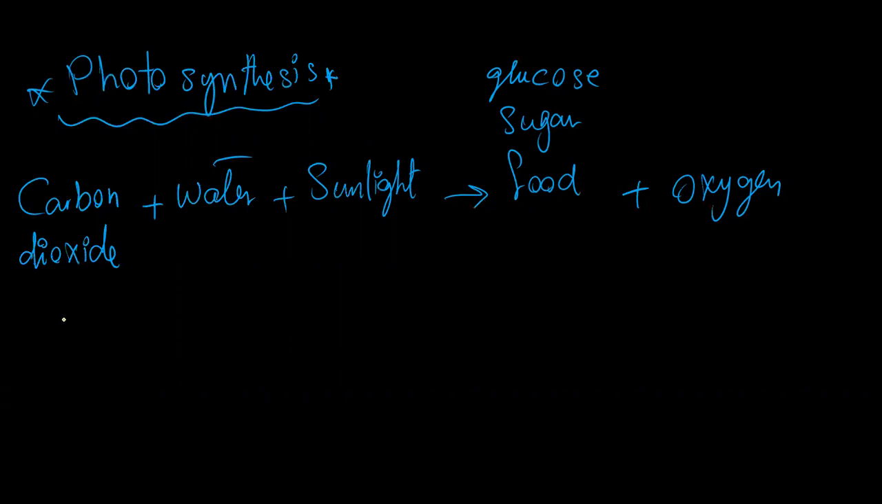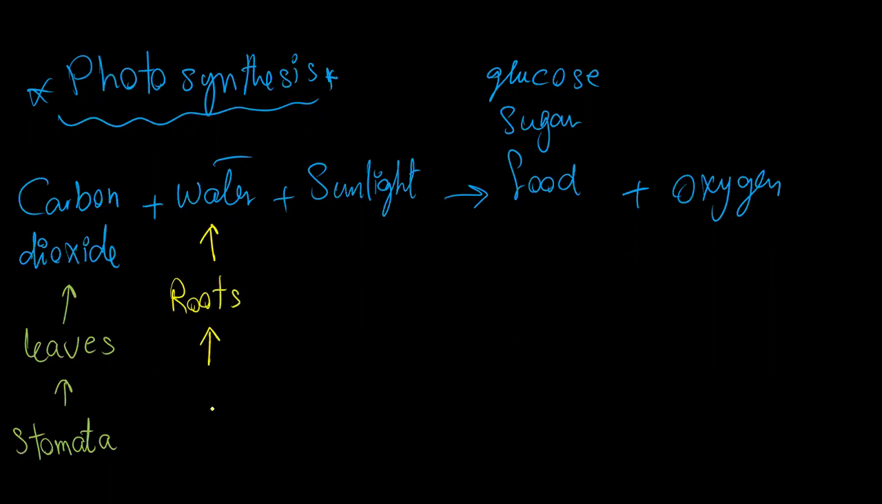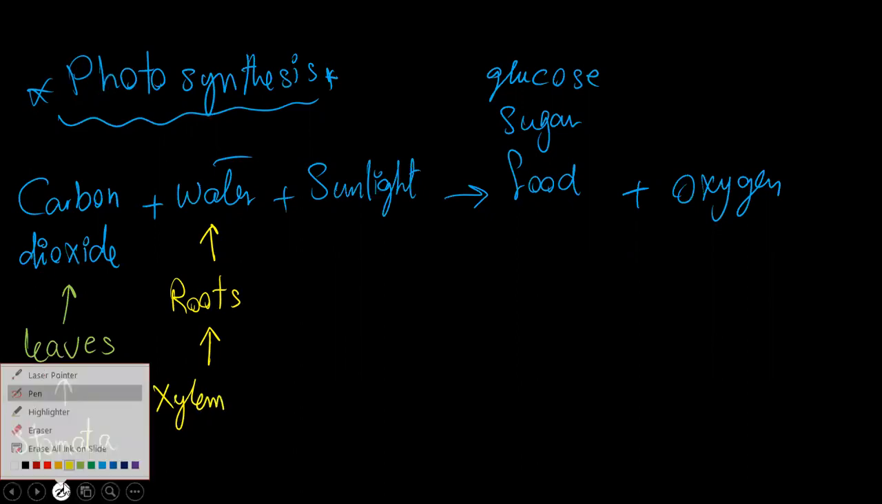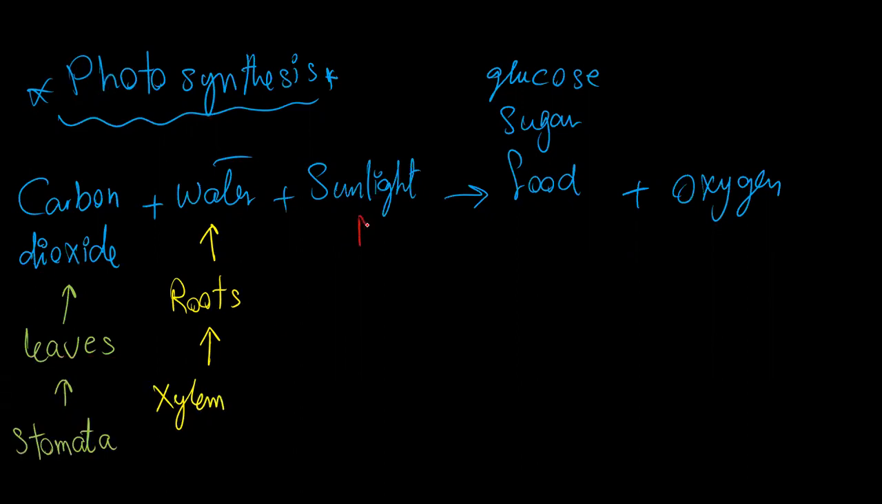So carbon dioxide gets into the plant through the leaves, through the small openings that we called stomata. Then what about water? Water is absorbed from the soil by the roots. Do you remember which tissue or transporting vessel takes the water up? Yes, excellent. This is xylem tissue. Then what about sunlight? Sunlight is absorbed by the plant leaves.